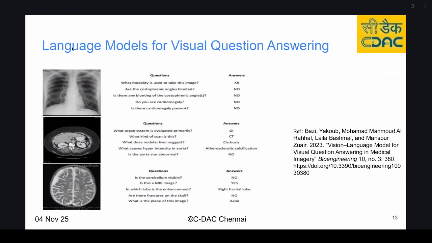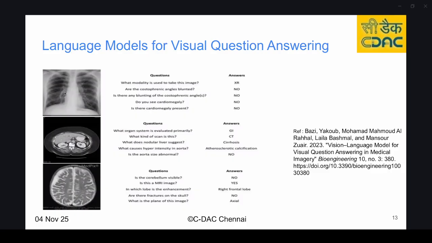And a recent development with AI, we have language models for visual question answering. So along with the image, if you ask a question, so you know ChatGPT, many of you. So along with the images, if you ask the question, the AI model will give the answer. So here we can ask, do you see cardiomegaly? So cardiomegaly is actually enlargement of the heart. So when this question is asked, the AI model is able to detect the size of the heart.